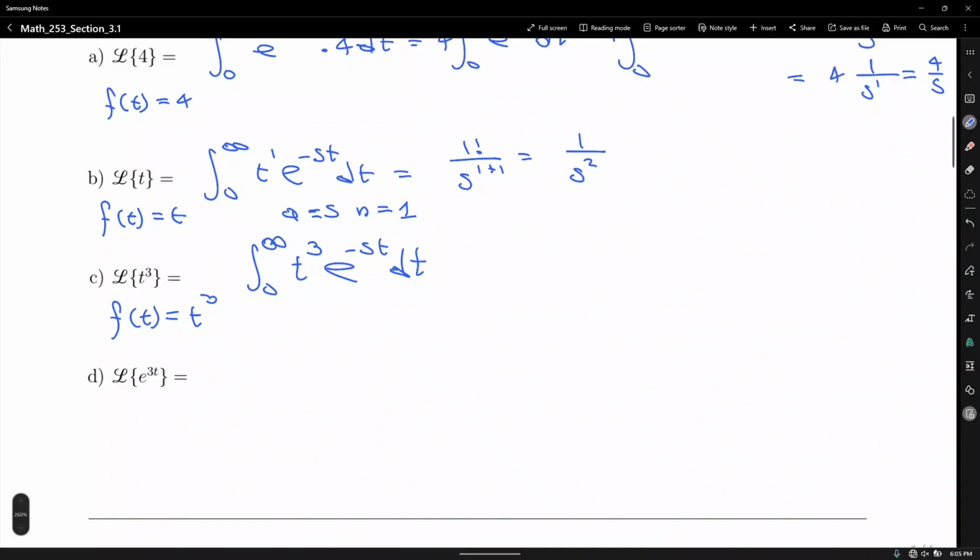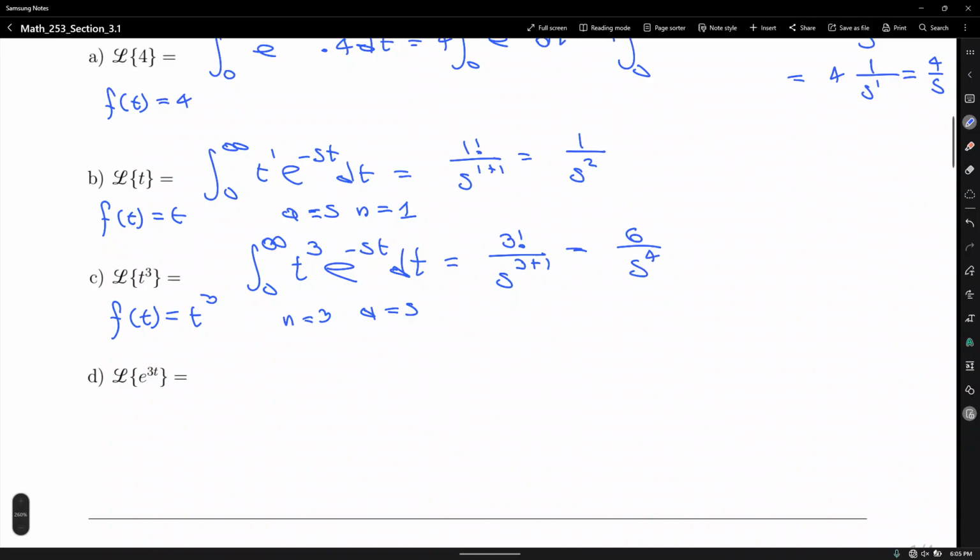But we have the gamma function here, where n equals 3, the power of t, and again a equals s. So this will be equal to the factorial of the power, 3 factorial, divided by a, which is s, raised to n plus 1, which is 3 plus 1. That is 6 over s to the fourth power.